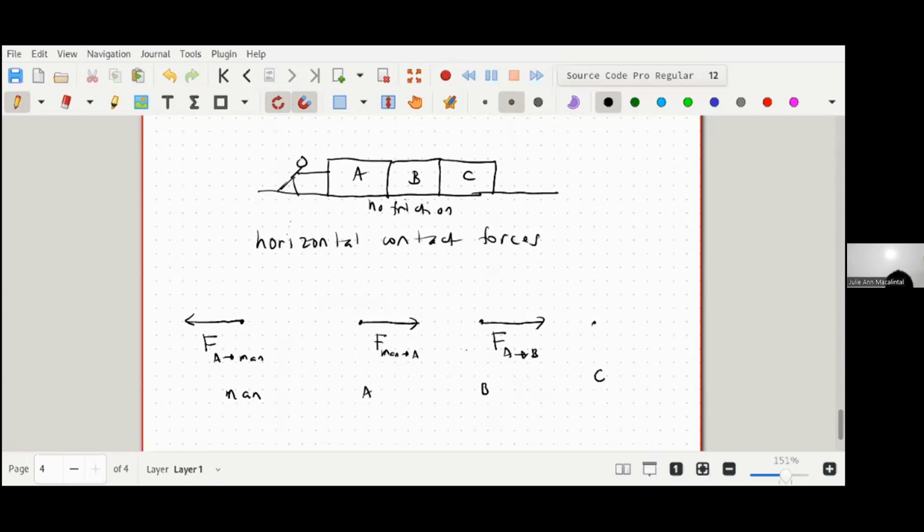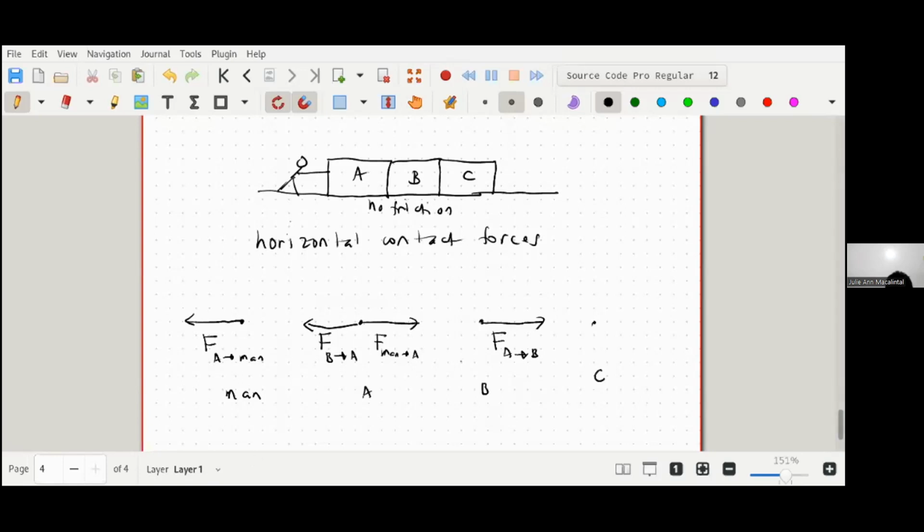So, if A is pushing B, then Newton's third law means there must be a force from B acting on A. So, hindi siya equal kasi depende sa ano yung nangyayari. Gusto ko lang i-drawing yung directions. The lengths will depend on the actual situation. So, we have that.